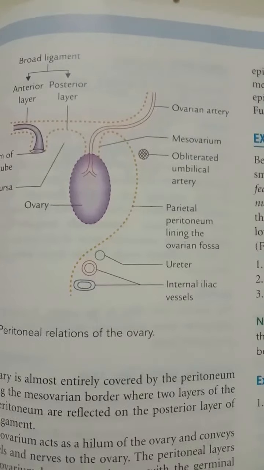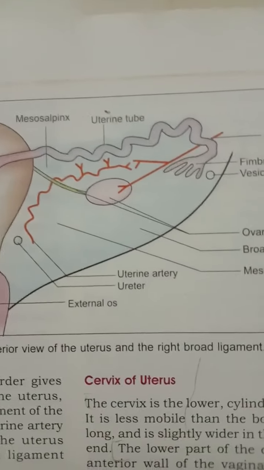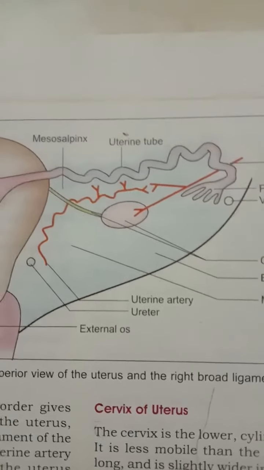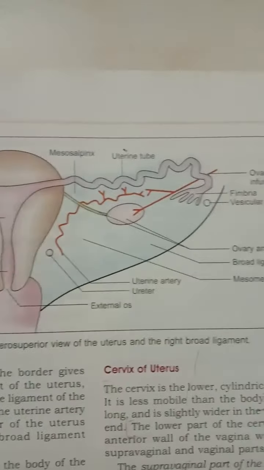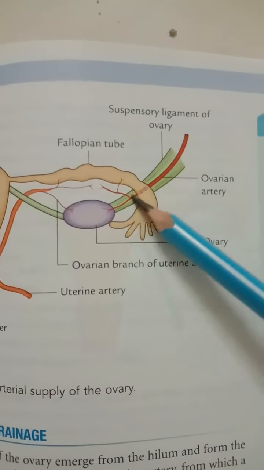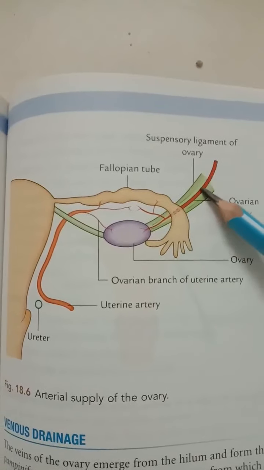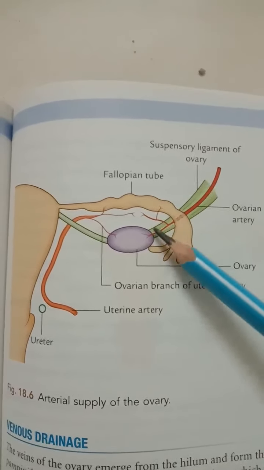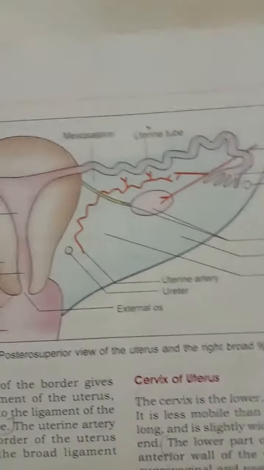Then the last one is the suspensory ligament of the ovary, also called the infundibulopelvic ligament. For this, we again have to see another diagram. Here you can see the suspensory ligament, this one, which contains the ovarian artery, this one.